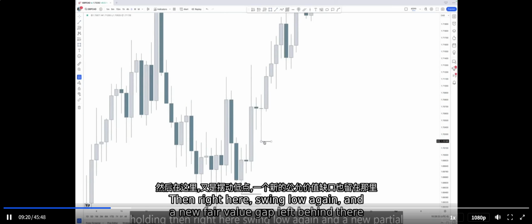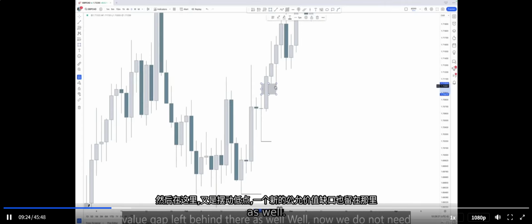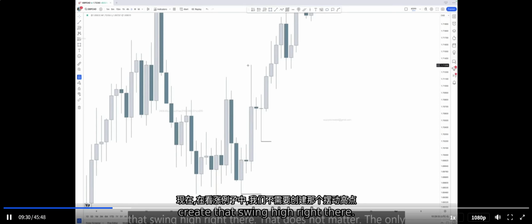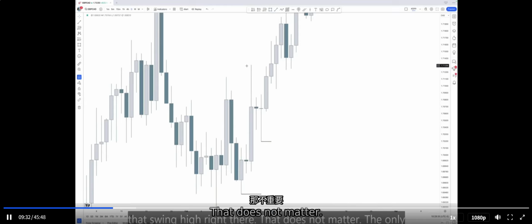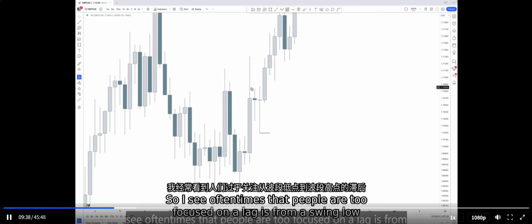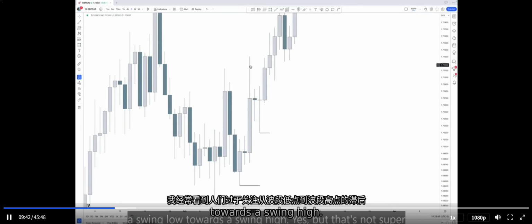Then right here, swing low again, and a new fair value gap left behind there as well. Now, in a bullish example, we do not need to create that swing high right there. That does not matter. The only relevant thing is the swing low and the fair value gap. So I see oftentimes that people are too focused on a lag being from a swing low towards a swing high.